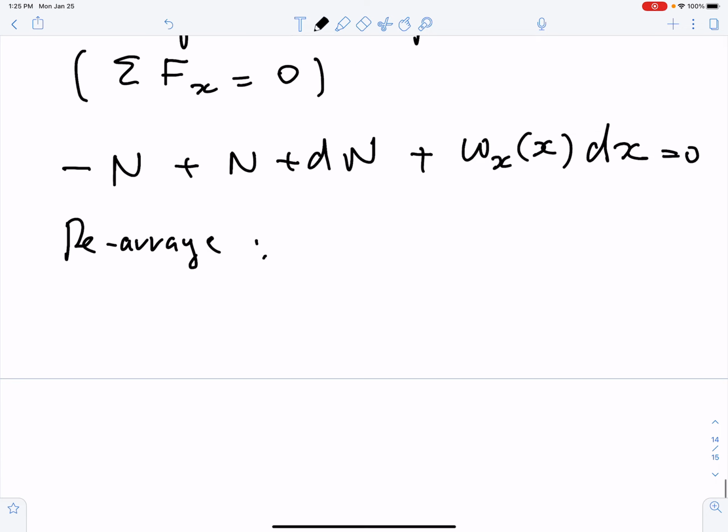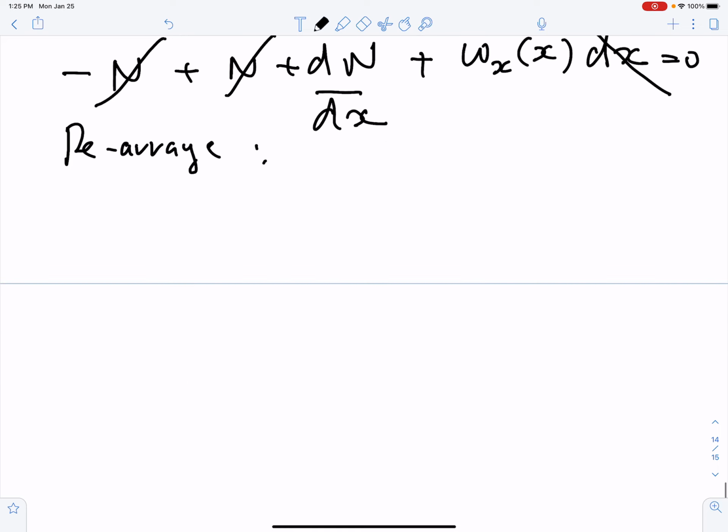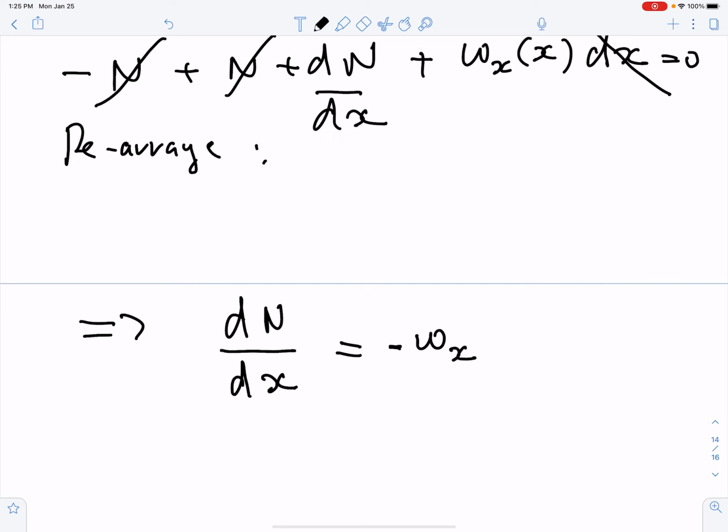And what I see is N is going to cancel minus N. I can take this dx and divide the whole equation through by dx. Okay, and I get the following: dN, the increment of the axial force, divided by the size of the infinitesimal element of the bar, equates to the value of the distributed force in the x direction at the location x.